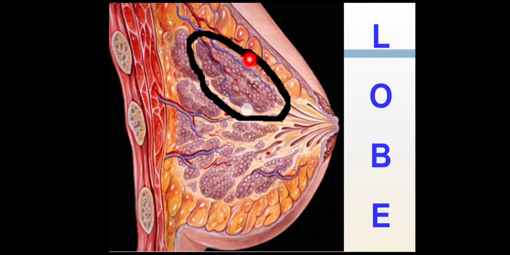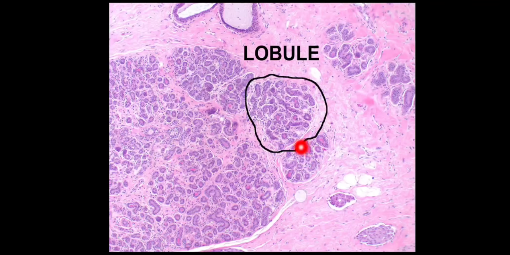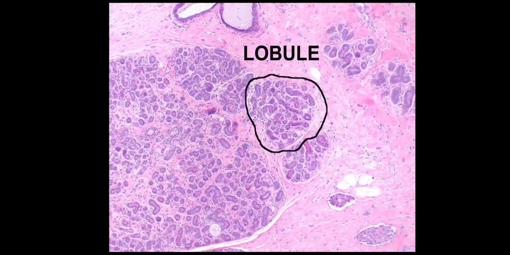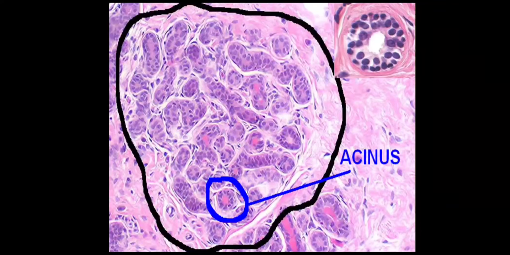So what you're seeing here is a single lobe. Each lobe has multiple lobules. So this entire thing is a lobe, and this is a single lobule. Here you're seeing each lobule is composed of multiple small rounded glandular structures. Those are nothing but acini. The singular form of acini is acinus.